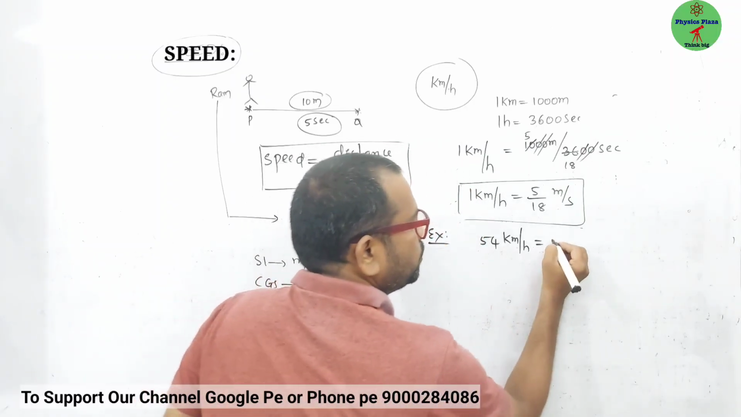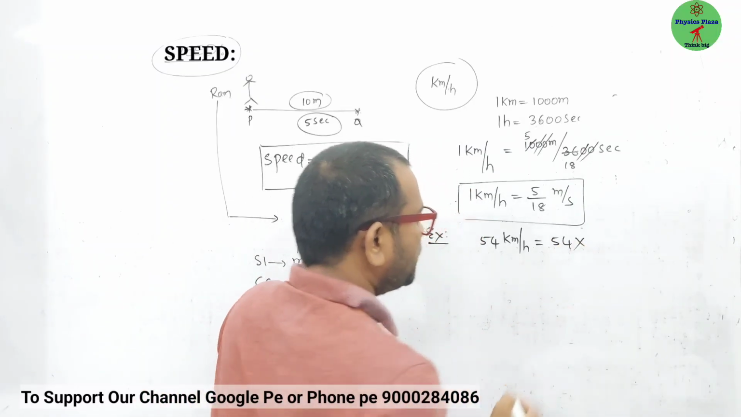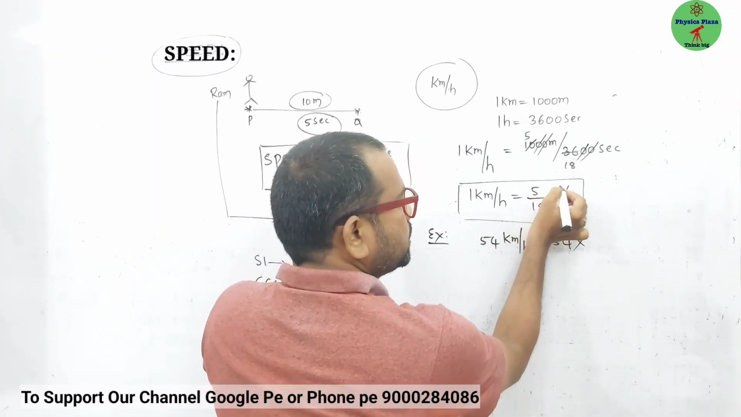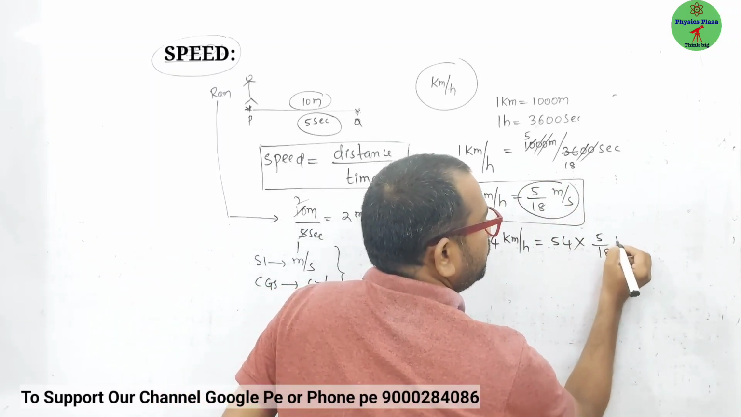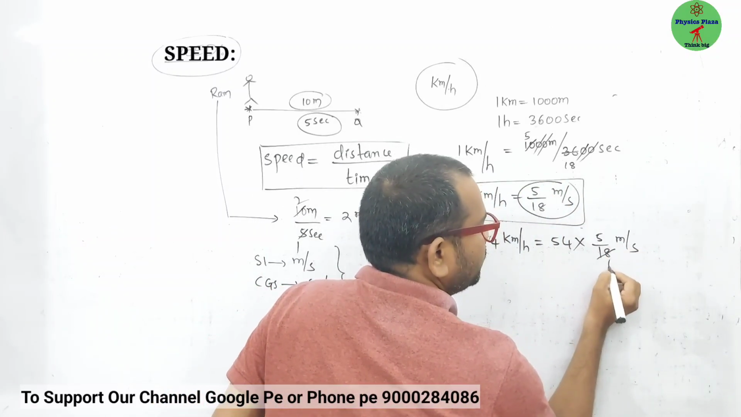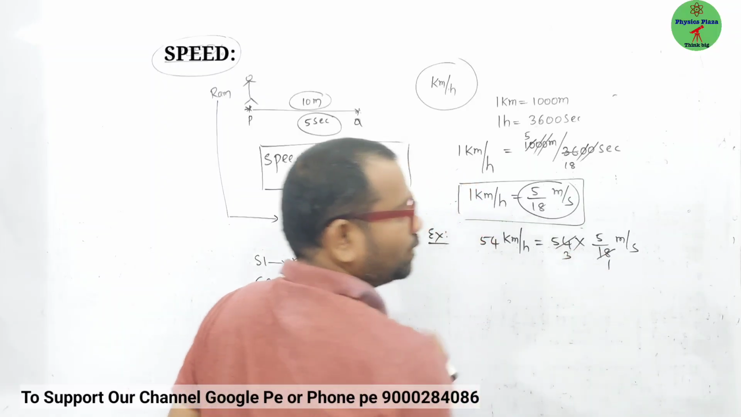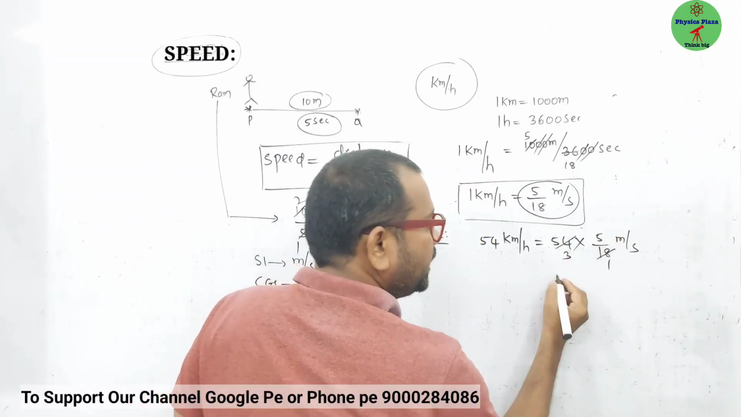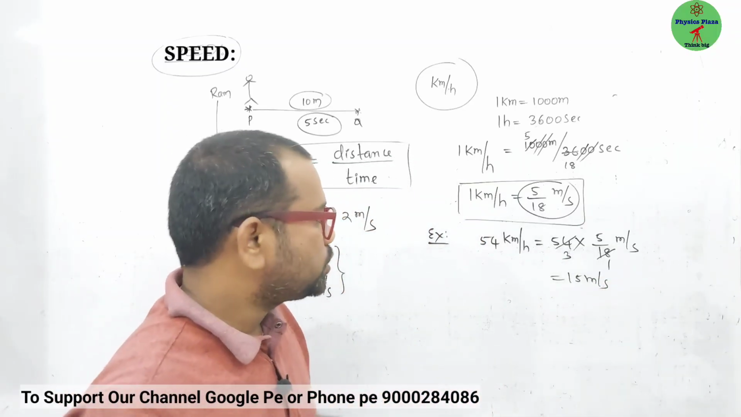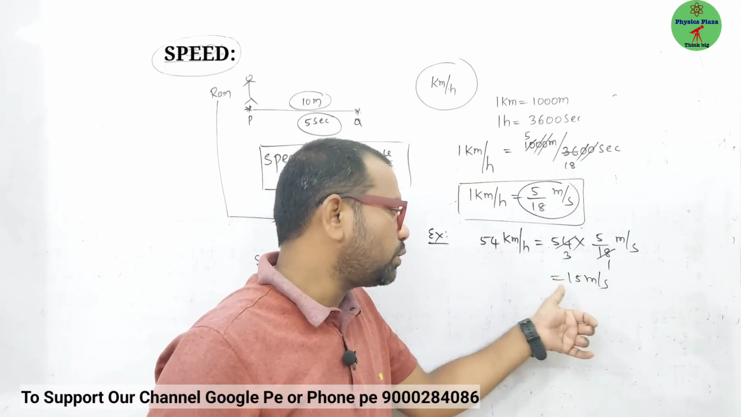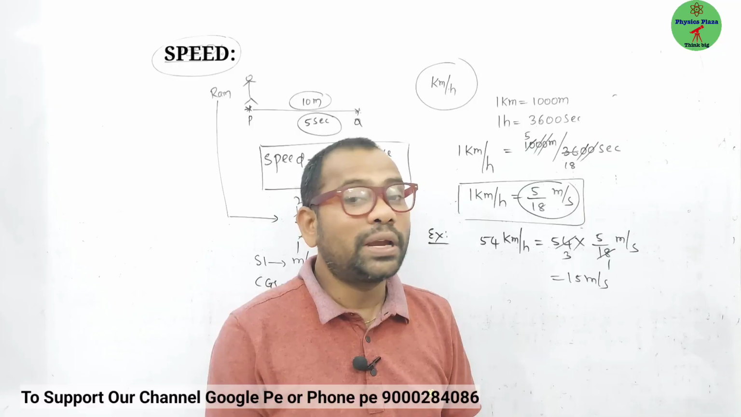Yes, look here. So 54. Children, in the place of kilometer per hour, we must substitute this one. So 5 by 18 meter per second. 18 ones are 18, 18 threes are 54. Okay, 3 into 5 is 15. So it is 15 meter per second. That's it, over. So 54 kilometer per hour is equal to 15 meter per second. Then you make it a one doubt.